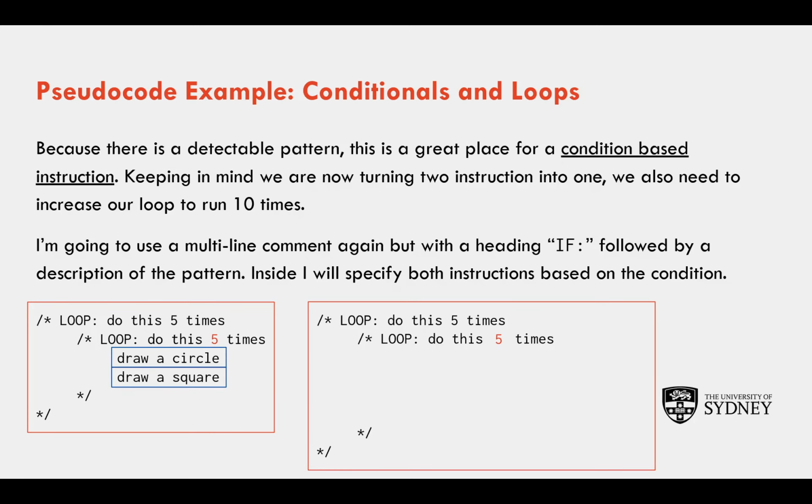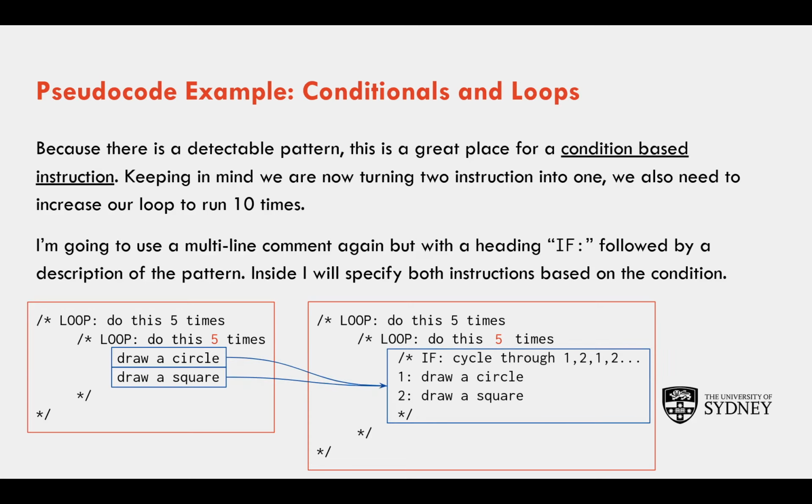Obviously we can break this down even further. There's a detectable pattern here. We're drawing a circle, then a square, and so alternating here, we could simply write something like if, and use that and a multi-line comment as well to specify that we're making a decision here. So I've just chosen to use if and then specified some description, cycle through 1, 2, 1, 2, and then said what 1 and 2 are. Now keep in mind, this is just my chosen way of doing it. However you want to do it is up to you.